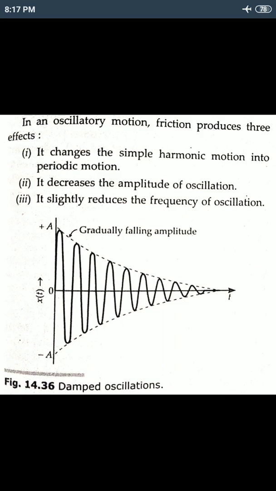So in an oscillatory motion, because the air is there, friction produces three effects. It changes simple harmonic motion into periodic motion. It decreases the amplitude of the oscillation. It slightly reduces the frequency of the oscillation. Clear? This is all about free oscillation, forced oscillation, and under forced oscillation, resonant frequency and resonant oscillation, and another one is damped oscillation.